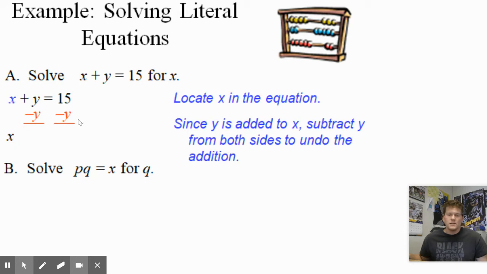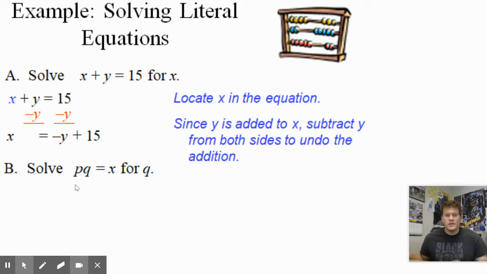15 minus y. This is a weird thing. This is a little thing that's different from our other equations before. We used to be able to combine those because they were two numbers. Now it's a number and a variable. Can't combine them, so we just write them right next to each other. Negative y plus 15. There's example 1a. Solving literal equations for a variable. Just get that variable all by itself, using our opposite operations.